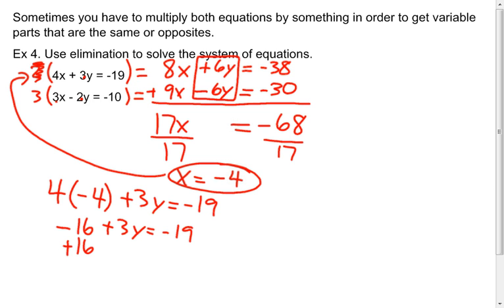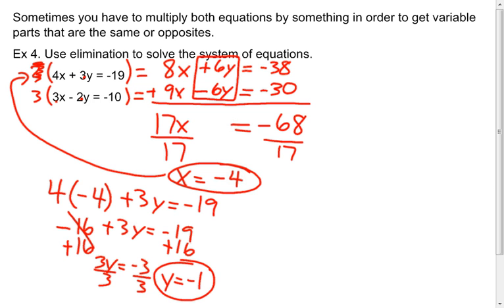Add 16 to both sides because I already have a minus. 3y equals negative 3. Divide both sides by 3, and I get y equals negative 1. So my ordered pair is negative 4, negative 1. Okay? So sometimes you have to multiply both equations in order to get something to be either the same or opposites.